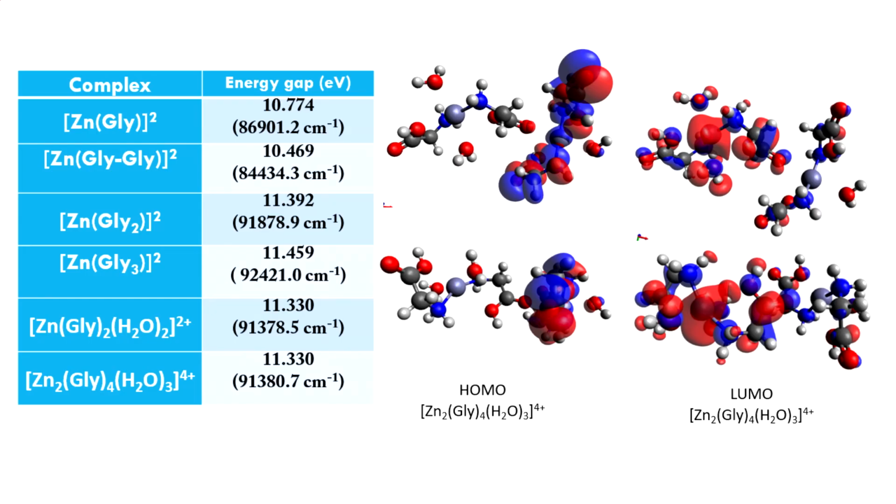HOMO and LUMO molecular orbitals were also plotted. Here there is an illustration of the dimer. The energy gap varies from 10.469 electron volts for the glycylglycine complex to 11.33 electron volts for both octahedral and the dimer structures.